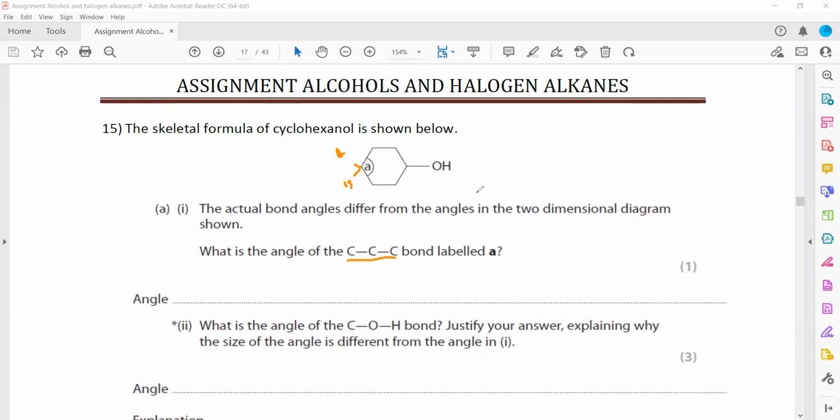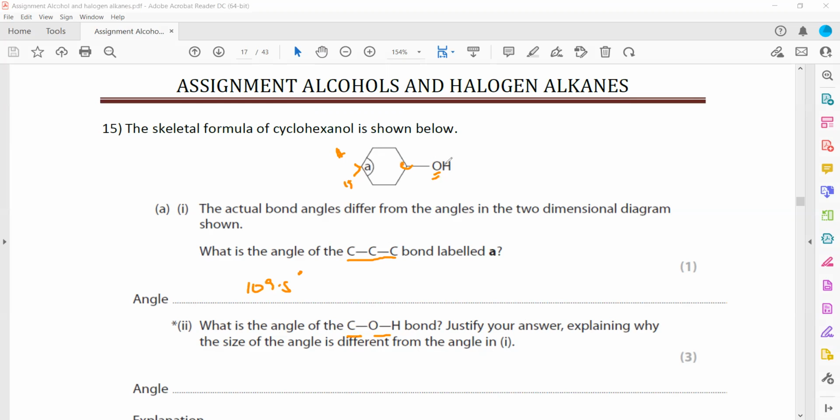So carbon is forming 4 bonds. When carbon forms 4 bond pairs and there is no lone pair, what should the bond angle be? As we know, the structure is tetrahedral with a bond angle of 109.5 degrees. Then what is the angle of C-O-H?